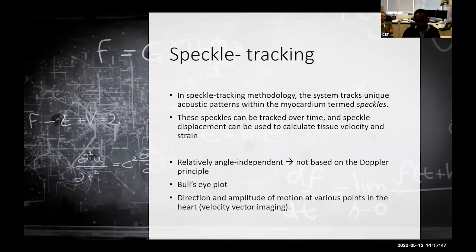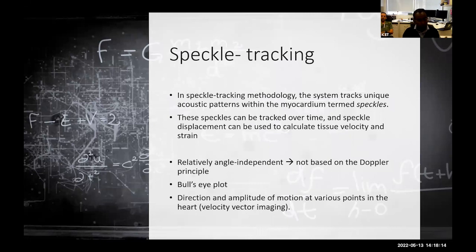So these speckles can be tracked over time, and the speckle displacement, in other words how much they're displaced, can be used to calculate the tissue velocity and the actual strain. Now it is relatively angle independent, so it's not really affected by how you've got the probe facing or how the Doppler images are acquired, because it's not really based on Doppler.